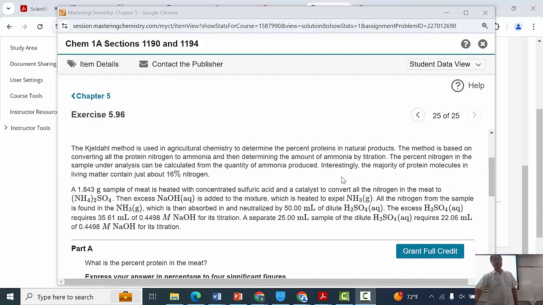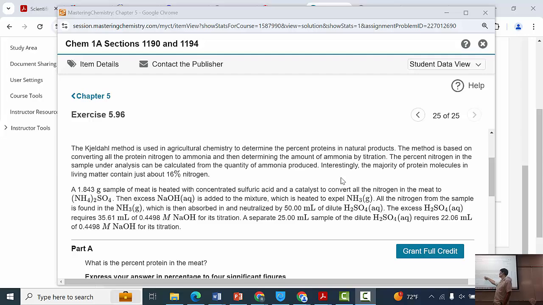So we're just going to do a titration here. A 1.843 gram sample of meat is heated with concentrated sulfuric acid. The sulfuric acid is there to digest the meat, and a catalyst converts all the nitrogen in the meat to ammonium sulfate. So the first step is they heat up the meat with sulfuric acid and convert all the nitrogen in there into ammonium sulfate.